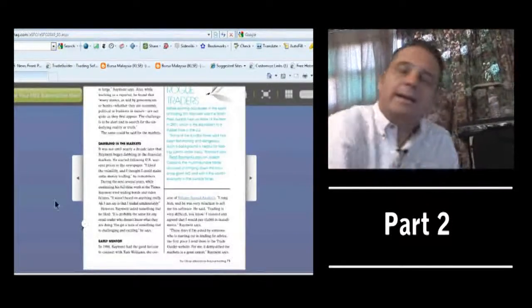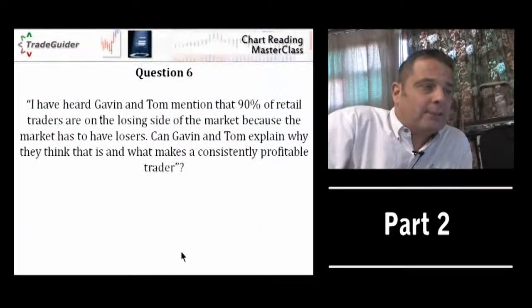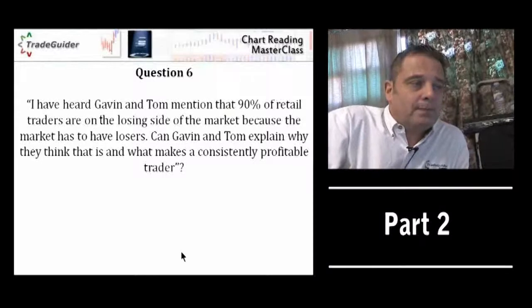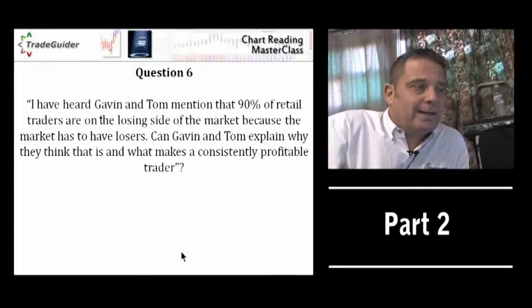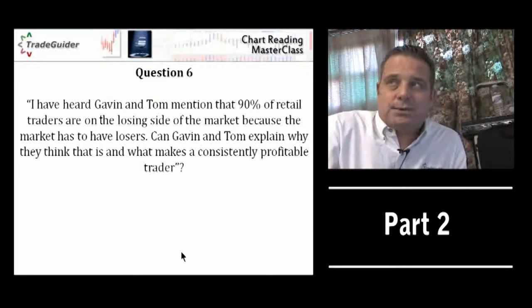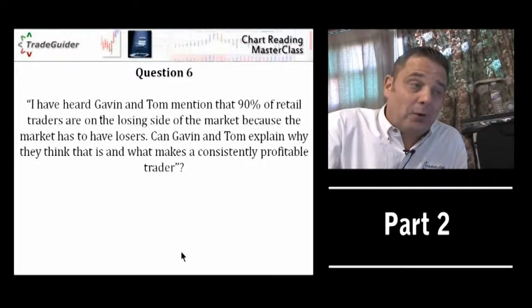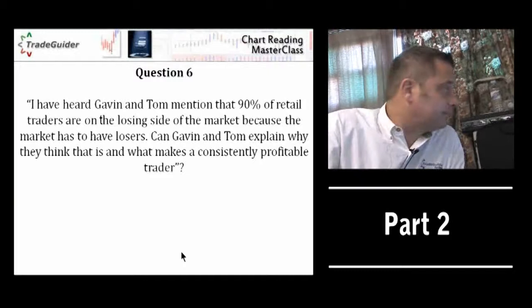Term, isn't it? Now, the next question leads us nicely into that. The question came from a gentleman. He said, I've heard Gavin and Tom mention that 90% of retail traders are on the losing side of the market because the market has to have losers. Can Gavin and Tom explain why they think that is and what makes a consistently profitable trader? Now, I've got my view, but Tom, what are your thoughts on that?